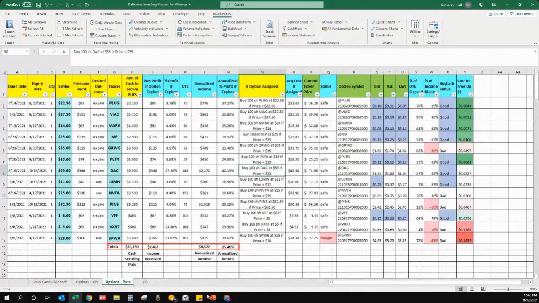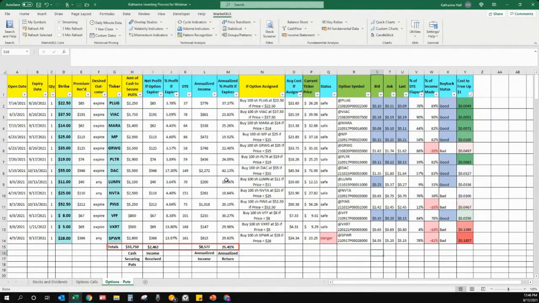Okay. I've just changed to where I'm sharing the put spreadsheet, and this is my favorite thing. This is what brings me the greatest joy selling puts, mainly because of that number right there, the 25.41% annualized return. So I really like these a lot.